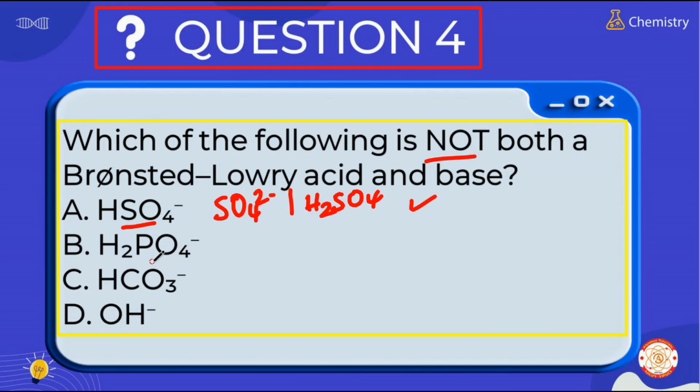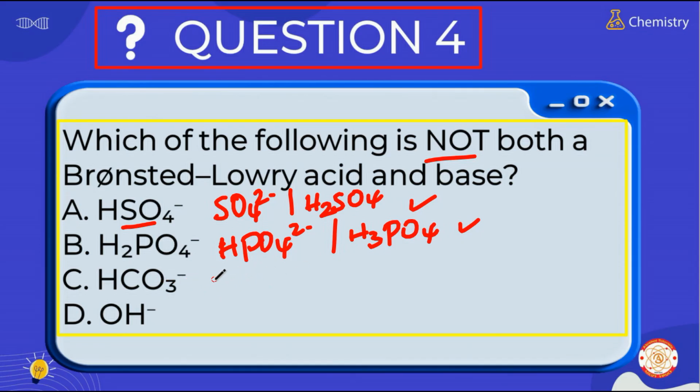Okay, now this also acts as what? An amphiprotic, because when this loses a proton, it becomes what? HPO4 2-, and when it accepts a proton, it becomes phosphoric acid. So this is also an example of an amphiprotic.